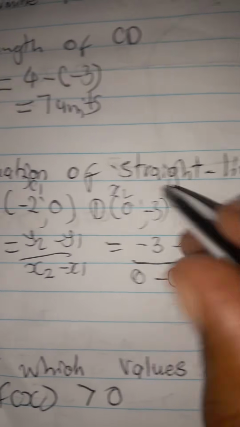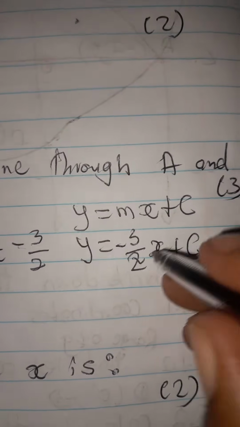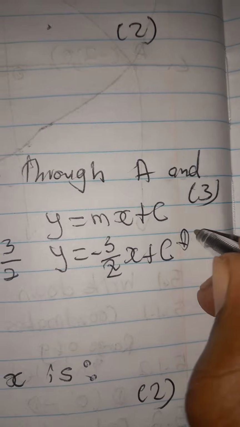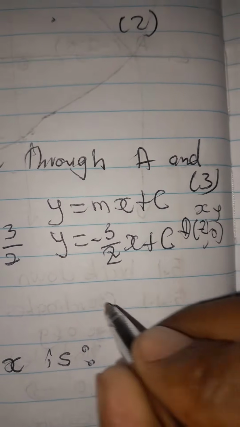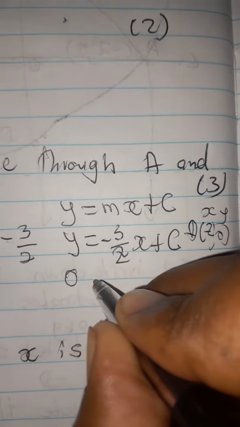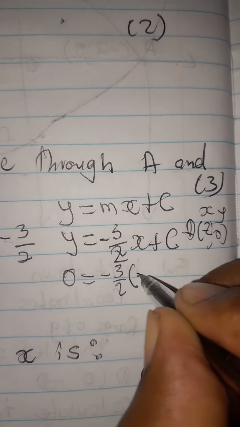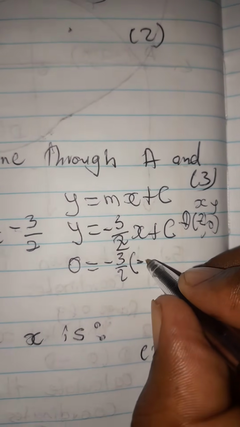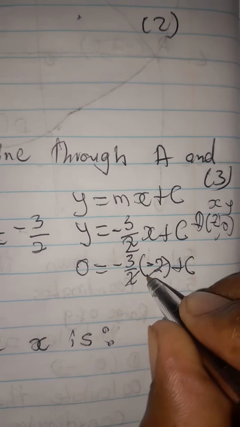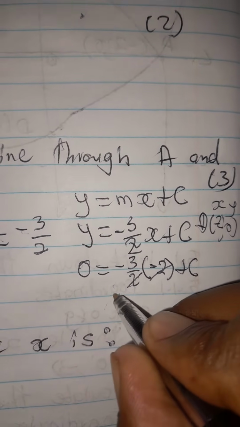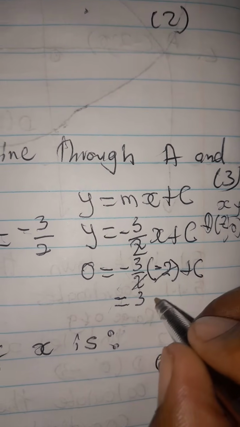To find c, we can use any of the coordinates. Let's take negative 2 and 0. So meaning now we have taken negative 2 and 0. We have x and y, meaning that where there is y, we can place 0. Then we have negative 3 all over 2, and where there's x, we put negative 2, plus c. So this and this will cancel, or you can use a calculator. We are going to be left with positive 3 because negative and negative is positive.